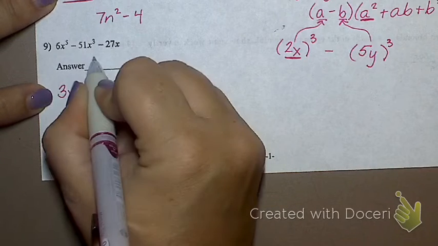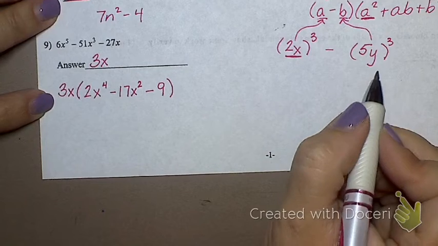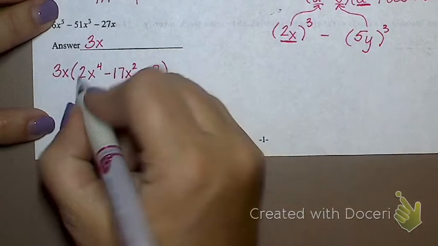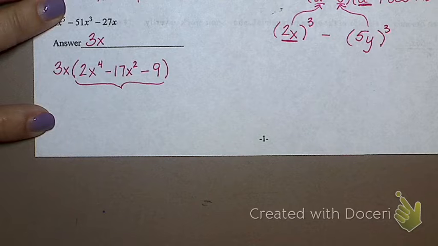So I know that in my answer, 3x has to come first. Do not forget that 3x. That's important. Now looking at this is a 4th degree. How do I factor a 4th degree?